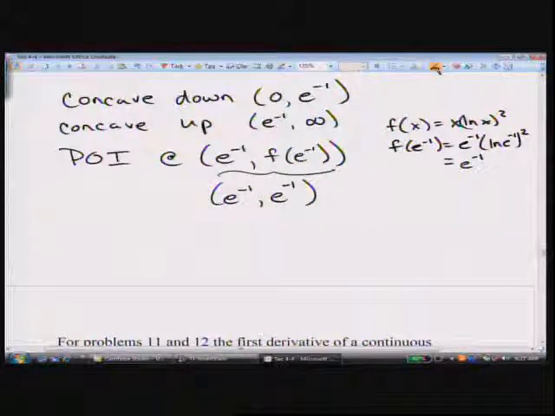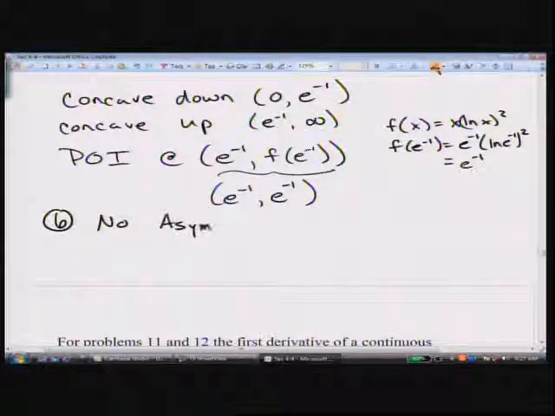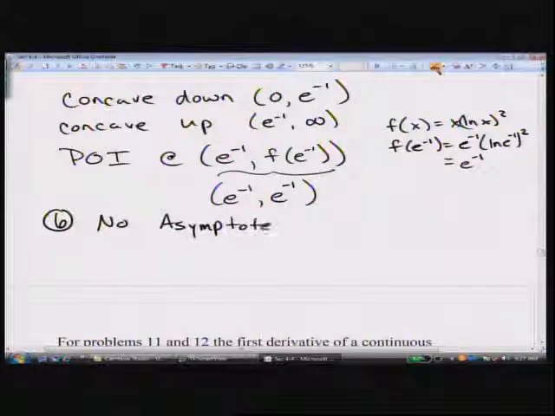No asymptotes. Because you don't have a denominator. And we just know that ln, we can't, because our domain's from 0 to infinity.